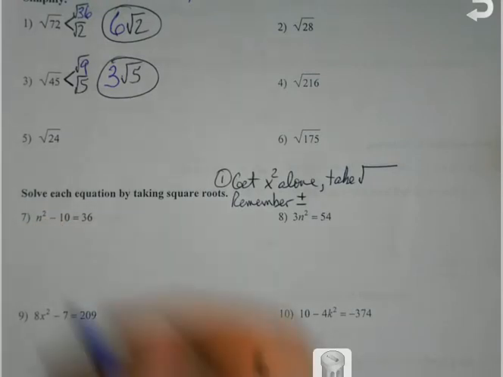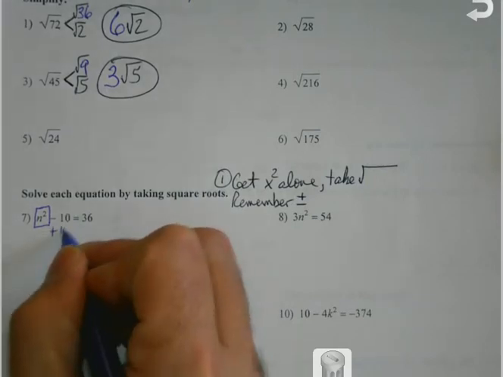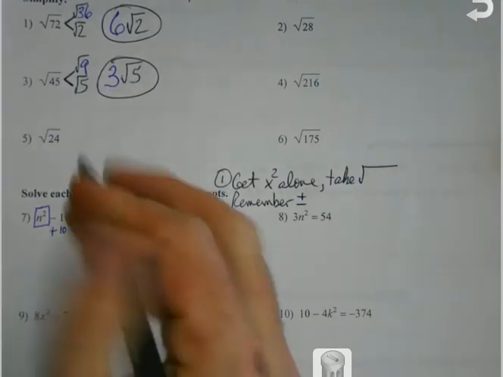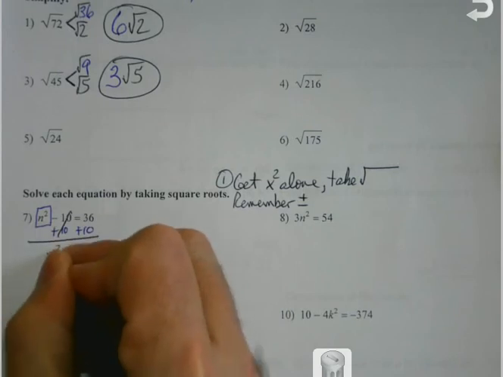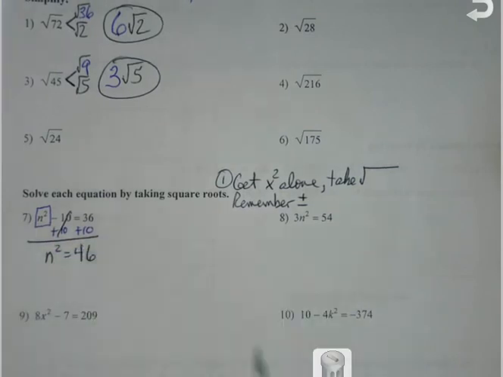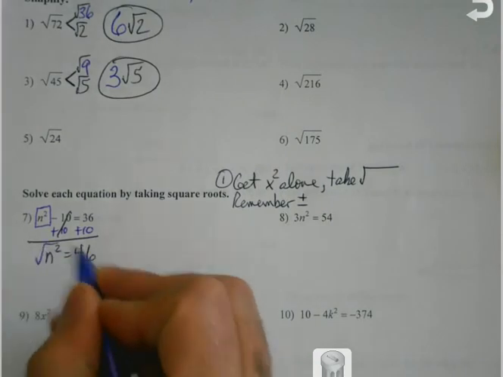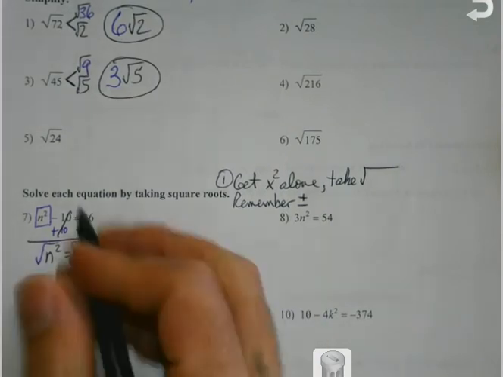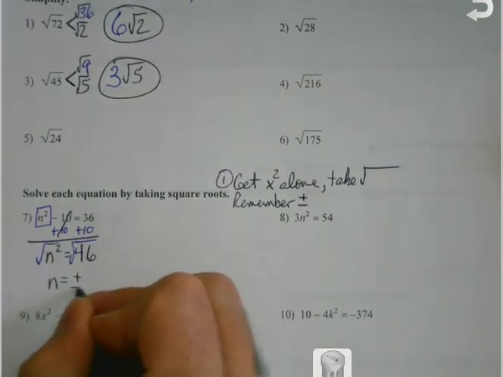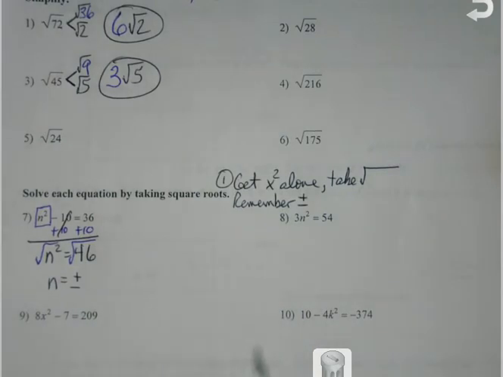But otherwise, I solve this like I would solve any equation. I want to get n squared alone. How do I get the minus 10 out of there? Add it. Once I get n squared alone, I can do the square root. Now, I always want to check to see if I can break the radical down. Sometimes I can, sometimes I can't.